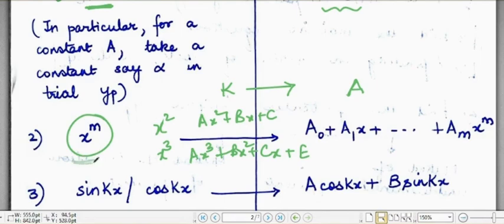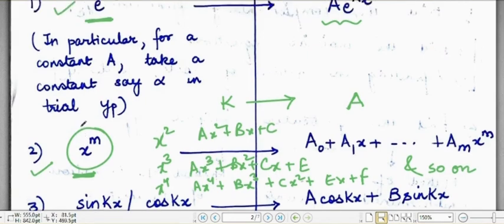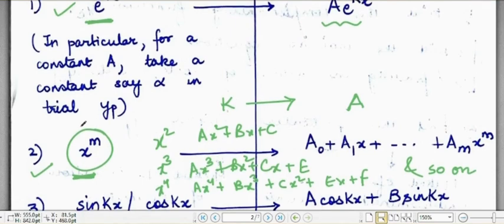So in general, if it's x to power m, then you can have am x to power m and all reduced powers up till the constant term. So if it's x4, you can try ax4, bx cube, cx square, ex plus f, and so on. So for all polynomials, it's going to be the polynomial having all the reduced powers also. If it's a monomial, you'll take the reduced powers also. So that's the guess function which works well in all the simple cases.